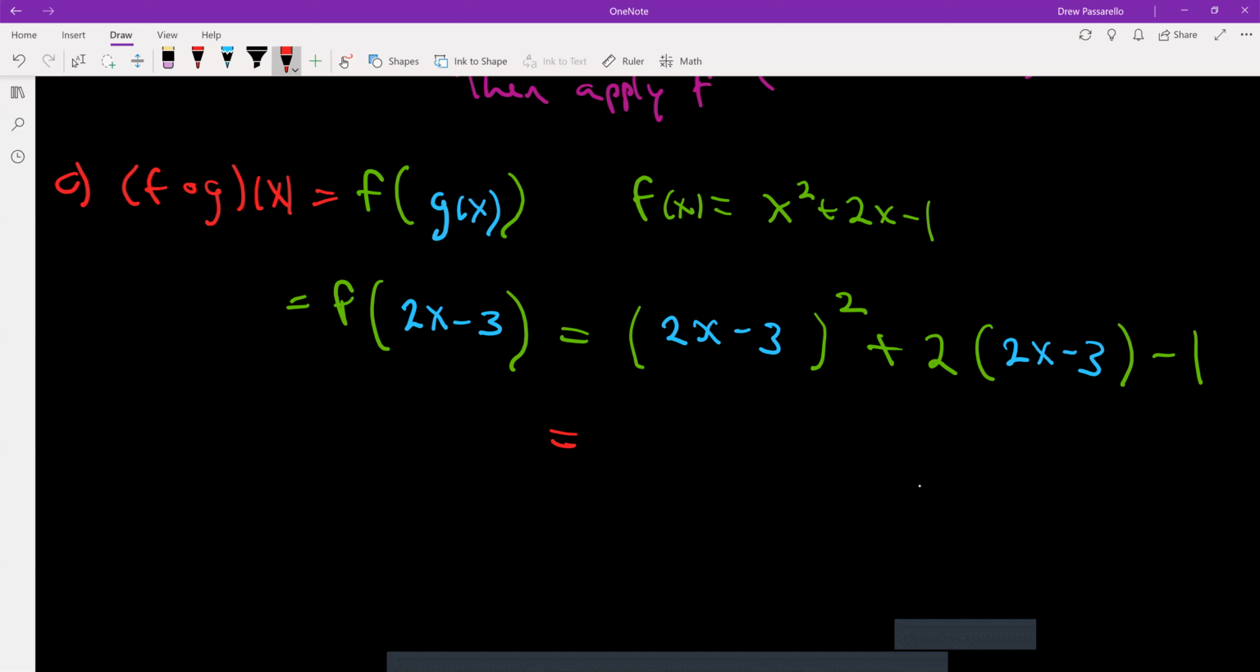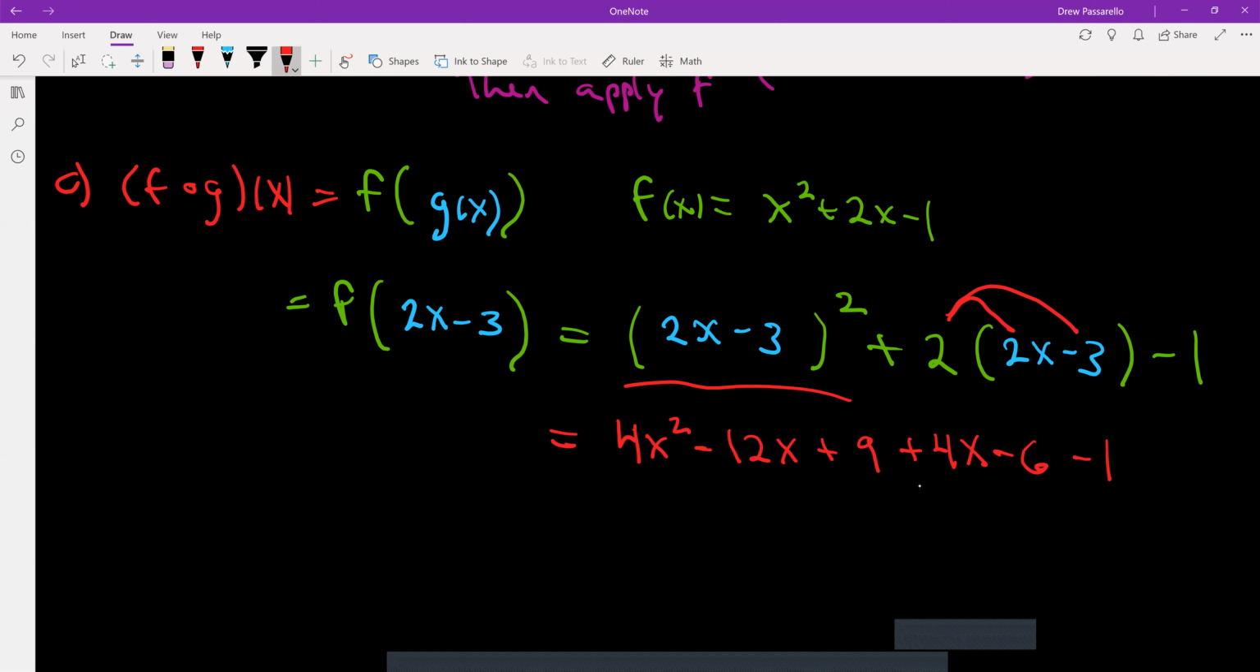So you do 2x minus 3 squared, and go ahead and say what it turns out to be. So that's going to be 4x squared, and then 2 times 3 is 6. That'll be minus 12x plus 9. That's the result of doing this squared. And then I just got to do 2 times 2x, and then 2 times minus 3. So that's going to make that plus 4x, and then minus 6, and minus 1.